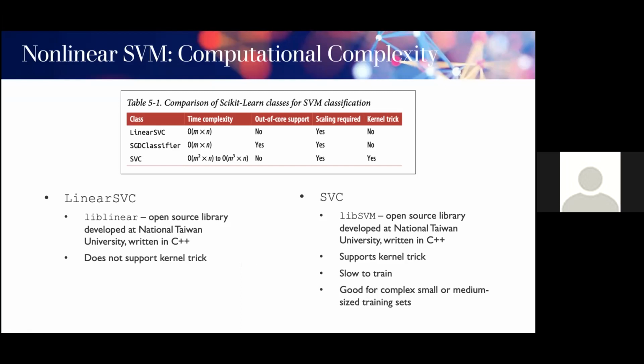But another point to make here is SVC is slow to train, pretty obvious from the time complexity, but it is good for small to medium-sized training sets. The author doesn't really define what small to medium is here, but I'm assuming that if you have tens of thousands, that's pretty much medium. And if you have hundreds of thousands of instances, then just don't use SVC, don't use support vector machines, would be my thinking.